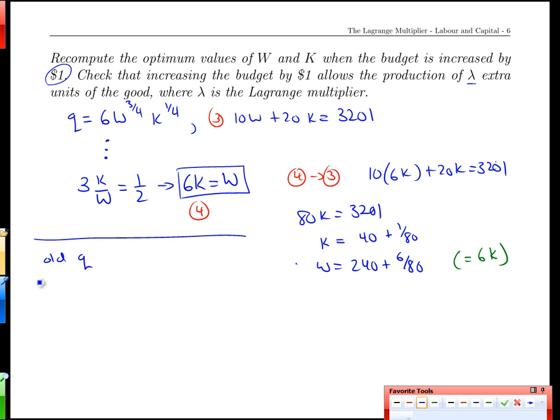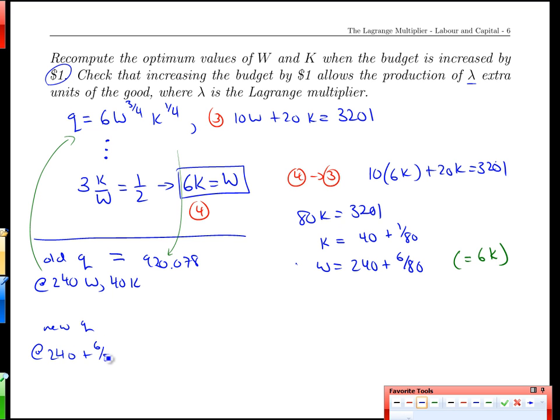And what we can say is that our old Q, which was that 240 workers and 40 units of capital, we could plug that value into our formula for the number of units produced, and we would get 920.078. If we do our new Q, which is at 240 workers plus the 6 over 80, so a little increase in workers and 40 units plus an 80th of capital, we get almost the same productivity. Not too surprising. We wouldn't expect $1 more to get us a whole lot more in production. But we do get a change in productivity here. We get a delta Q of around 0.29 for that impact.